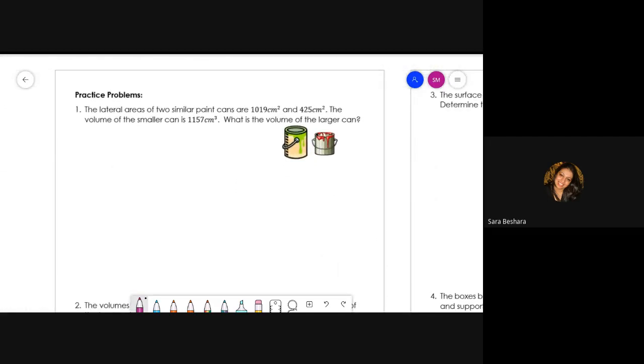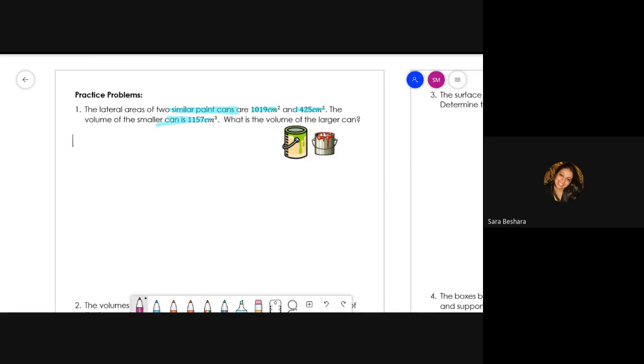It says the lateral area of two similar paint cans. So one key that we already know, the cans are similar. It's 1019 and 425 centimeters squared. The volume of the smaller one is 1157 centimeters cubed. What's the volume of the larger one? Now, these are very common problems. So there's two steps to do this problem. This is not a one step problem.